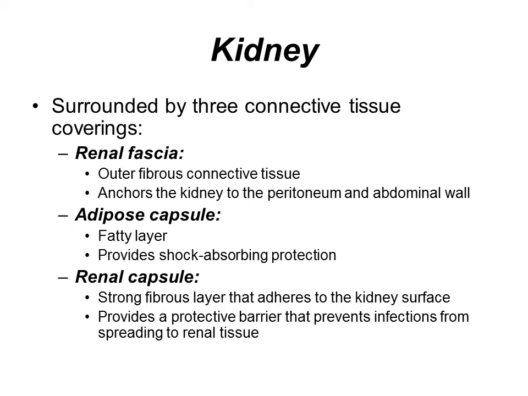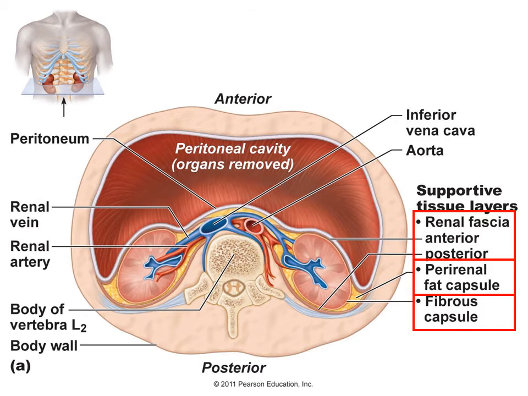The renal capsule is the innermost layer that's attached directly to the kidney surface. It does provide a protective barrier, so if there's an infection in the cavity, it prevents it from spreading to the kidneys. And so here you can see the three different layers surrounding that kidney, helping to protect it.